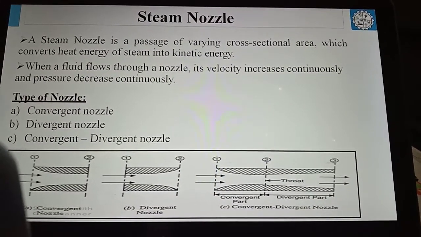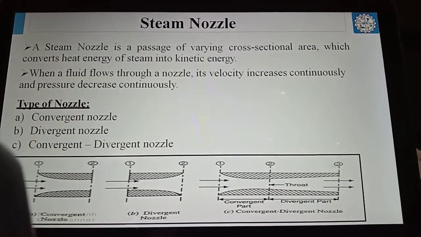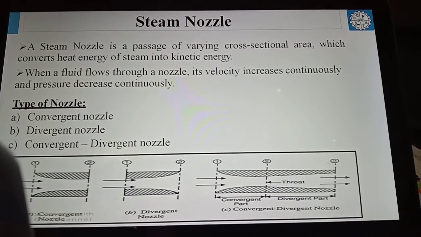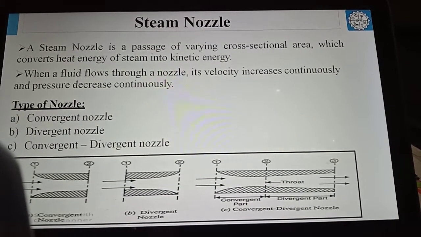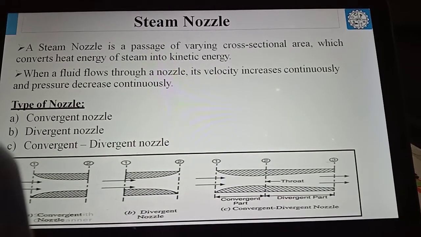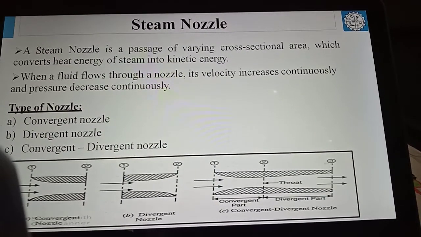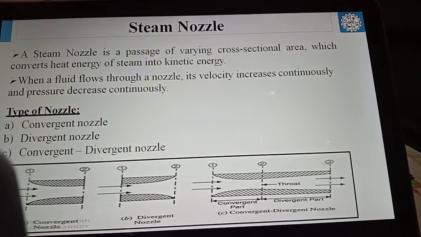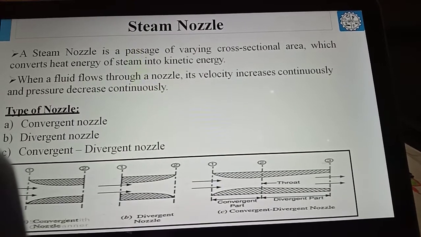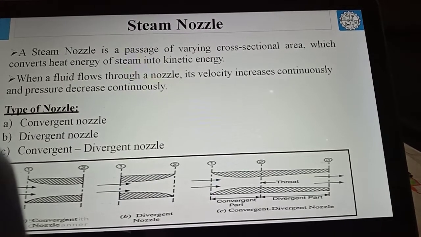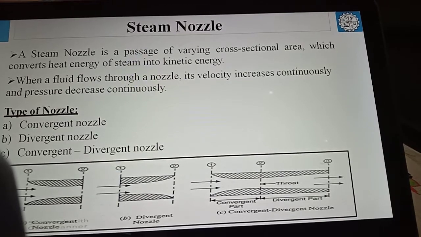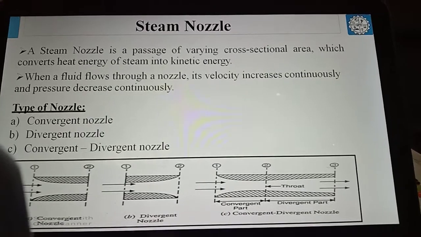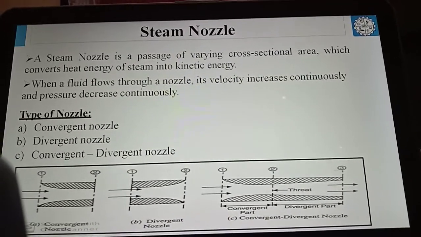A steam nozzle is a passage of varying cross-sectional area which converts heat energy of steam into kinetic energy. Friends, when a fluid flows through a nozzle, its velocity increases continuously and pressure decreases continuously. So here I am going to cover types of nozzle which are very common in nature.